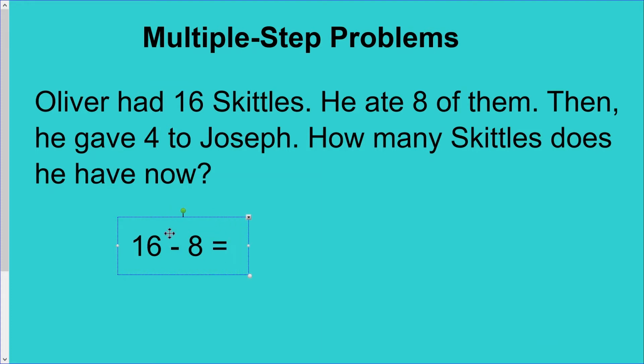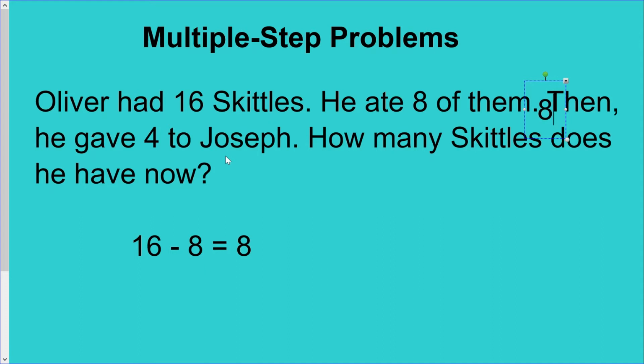right? And you know your doubles facts, so you know 16 minus 8 is 8. So at this point in the problem, I have 8. I've used these numbers already. I'm kind of done with those. We're moving on. I know at this point in the problem, he's already eaten 8 Skittles. He's got 8 Skittles left in his hand. That's what I'm picturing. Then he gave 4 to Joseph.